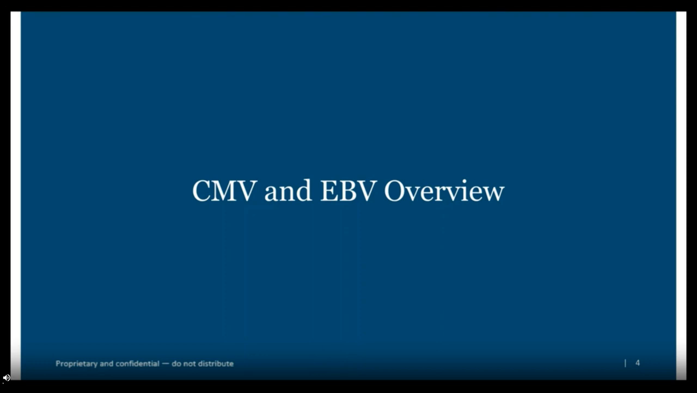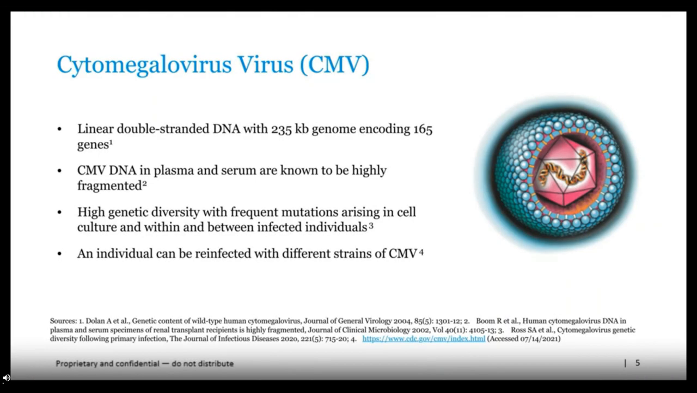The disease overview portion of the talk, we'll start with CMV. CMV is a linear double-stranded DNA virus with a rather large genome, 235 kilobases, encoding approximately 165 genes. We know that the CMV DNA in plasma and blood is highly fragmented, so we don't have that large genome floating around free in the blood or serum. There's also, for a DNA virus, CMV has a high degree of genetic diversity, with frequent mutations arising when the virus is grown in cell culture and also within and between infected individuals.